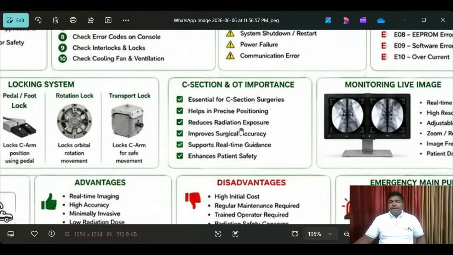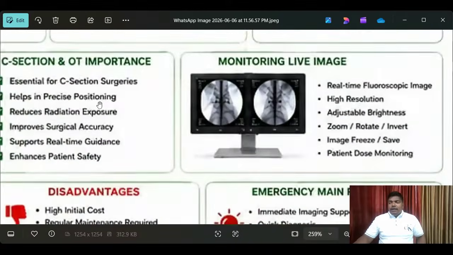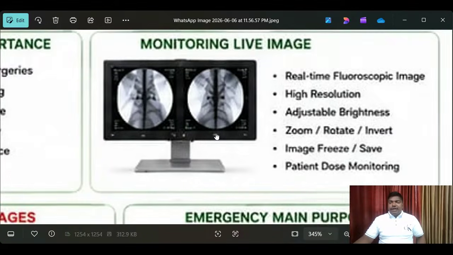Now see here, monitor live image, how it looks. See here, I'm showing a sample here.